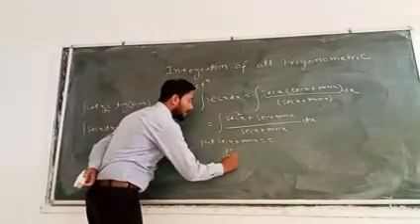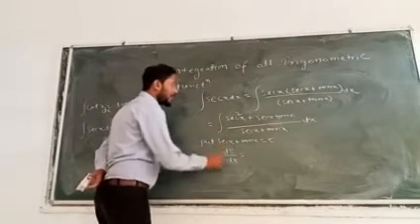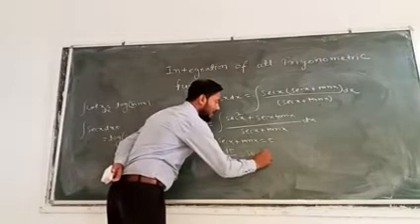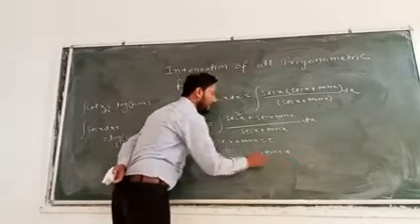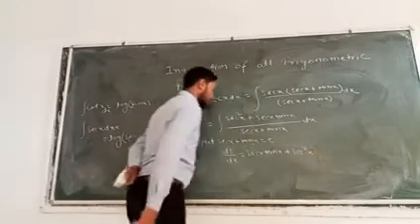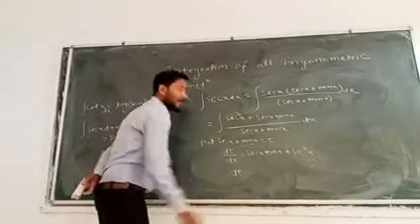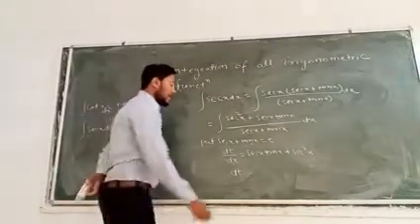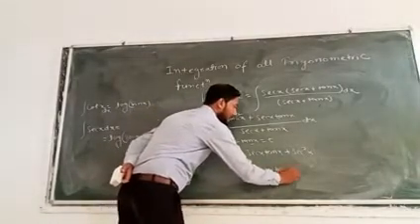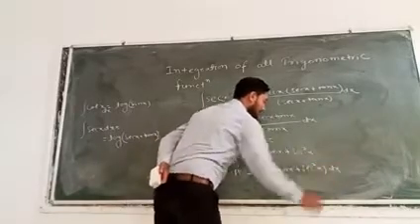Now differentiate it with respect to x. We find the differentiation of sec x is equal to sec x tan x, and the differentiation of tan x will be sec square x. Now we find dt from this expression: sec x tan x plus sec square x dx.